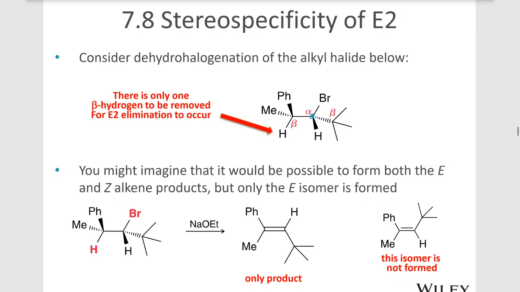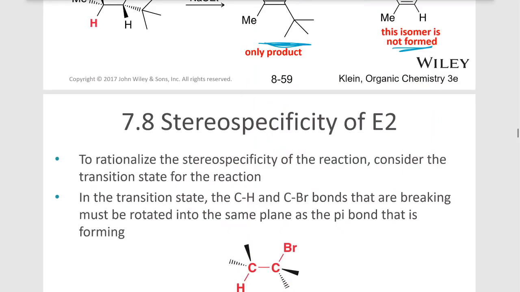Okay, so here's our alpha carbon, and then at the beta carbon we've got one hydrogen that can be pulled off. Okay, remember our mechanism here. We've got a base that pulls off a hydrogen, forms a double bond, and kicks out the leaving group. We've only got one hydrogen here to be pulled off, so we only have one possibility for our product. When our product forms in this case, we get this isomer on the left. We can figure out whether that's the E isomer, it says here. And then this isomer on the right is not formed. So let's look at why that is.